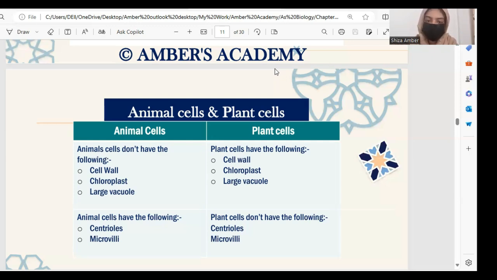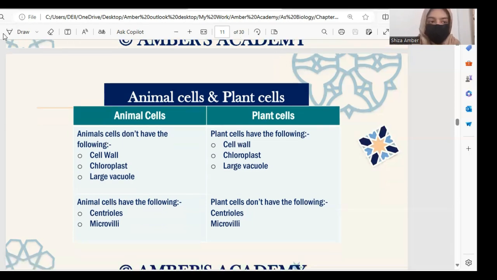Now moving on to the basic difference between animal cell and plant cell. I believe you are already aware of the cell wall, that plant cells have a cell wall made up of cellulose, but animal cells do not have any cell wall. Then plant cells have chloroplasts. Chloroplasts are the organelles responsible for photosynthesis, and animal cells do not have chloroplasts.